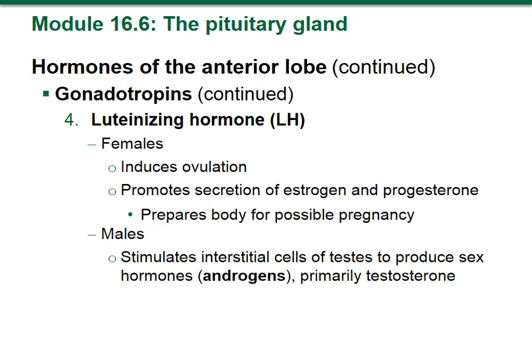Okay, number 4, luteinizing hormone. This is released by males and females also. In females, it induces ovulation and promotes secretion of estrogen and progesterone. So it gets the female body ready for a possible pregnancy. In males, luteinizing hormone stimulates the interstitial cells of the testes to produce androgens, which are sex hormones, and the primary androgen is testosterone. But again, luteinizing hormone has to be released to stimulate testosterone to be released.